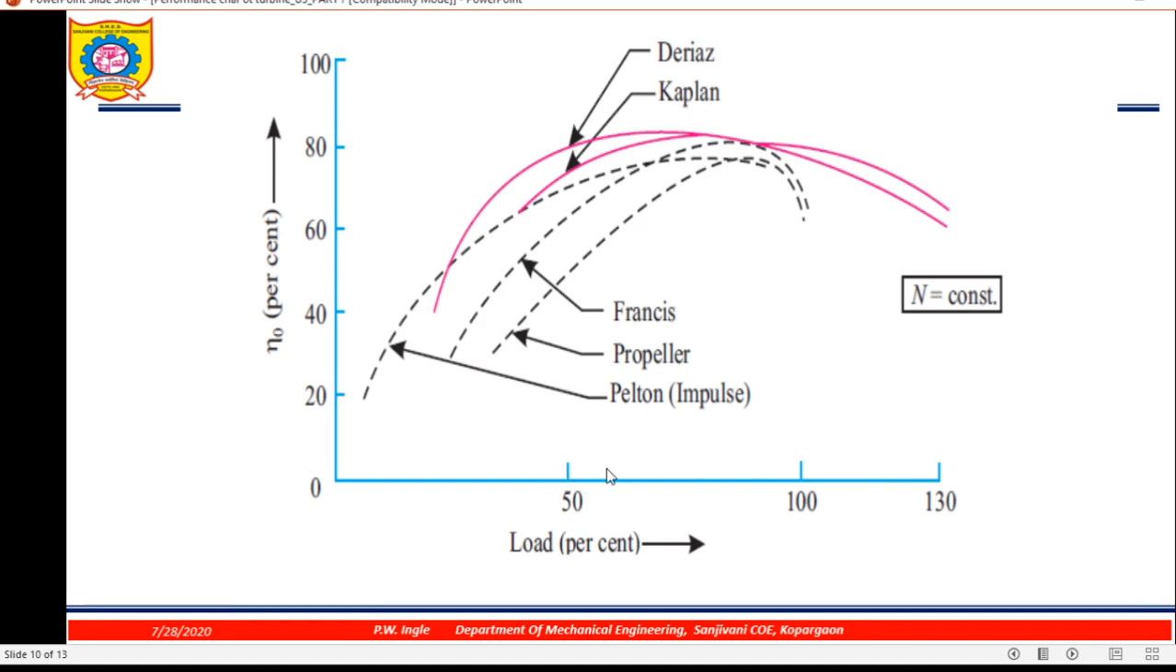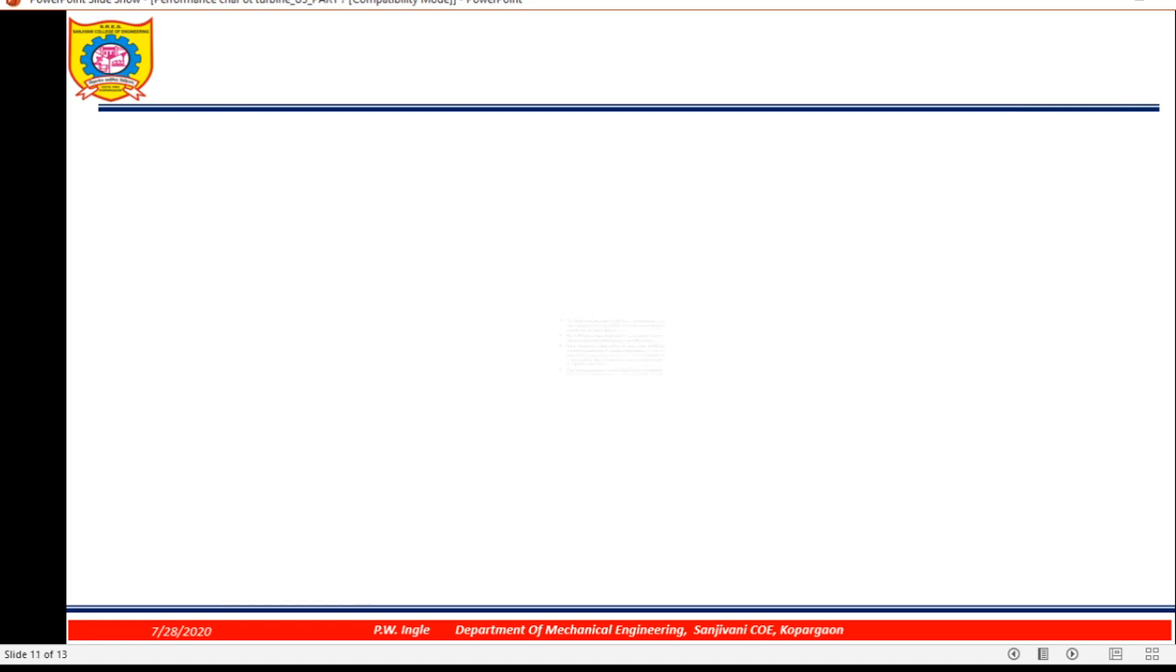So 50% load means suppose the turbine is generating 25 megawatt power and your load is only 12.5 megawatts. So how the characteristic curves behave, that is for 50%. 100% means it is 25 for 25. And if the load is more but the turbine is not generating that power, that will be the overloaded condition. Okay, so this is the characteristic we are getting.